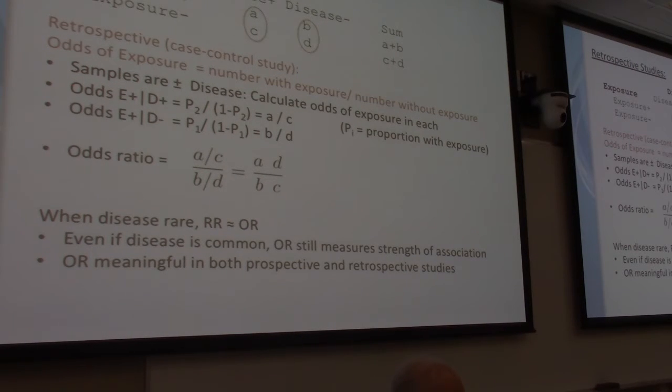But even if the disease is not rare, the odds ratio still measures the strength of the association between the exposure and the disease. So odds ratios have the advantage that they're meaningful in either a retrospective or a prospective study. I think someone asked this the other day about a relative risk: in a prospective study, by all means, use the relative risk, but you can use an odds ratio for both.